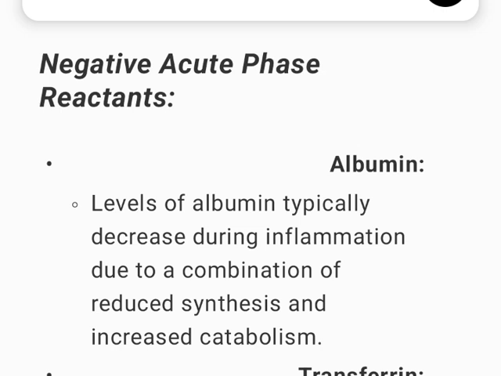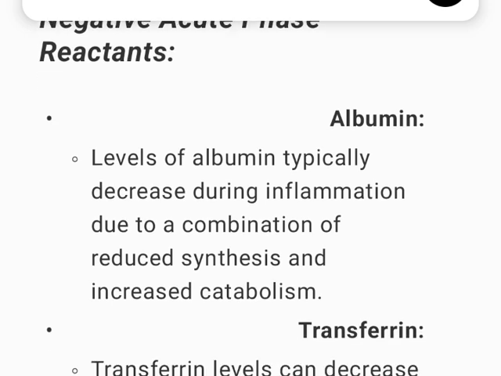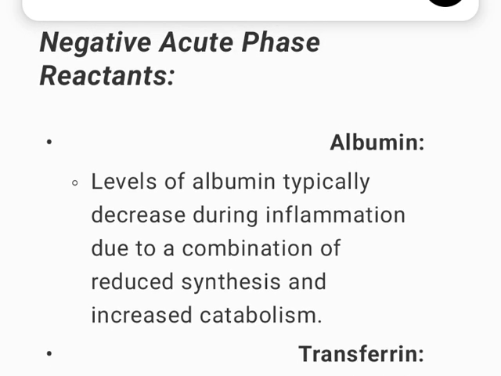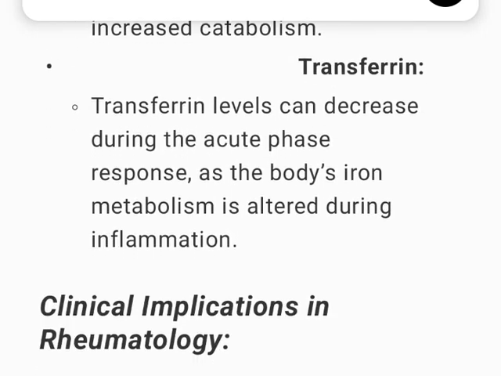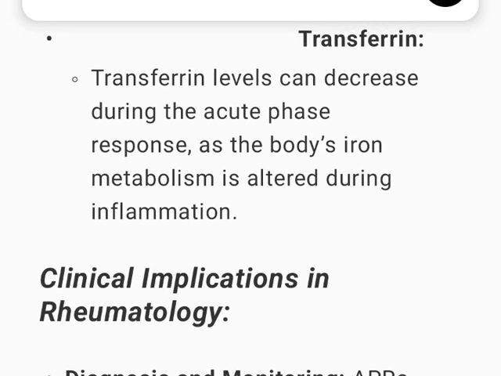Negative acute phase reactants. Albumin. Levels of albumin typically decrease during inflammation due to a combination of reduced synthesis and increased catabolism. Transferrin. Transferrin levels can decrease during the acute phase response as the body's iron metabolism is altered during inflammation.